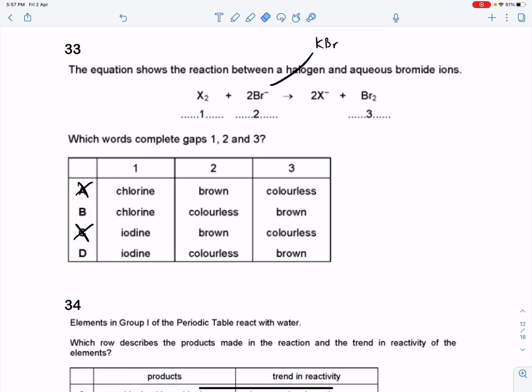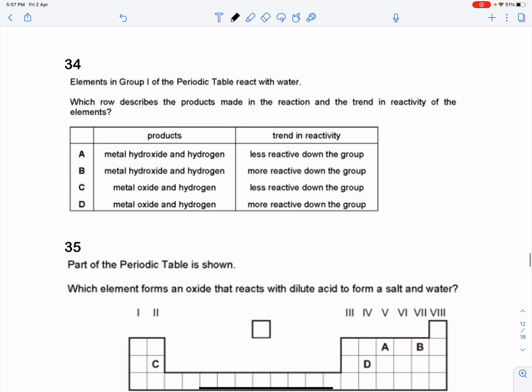We know that this X2 as a diatomic molecule has actually displaced the bromine because this is now X as KX, whatever that is. So the only thing that's more reactive than bromine is chlorine. Iodine can't react, so we were right to circle. It is B.